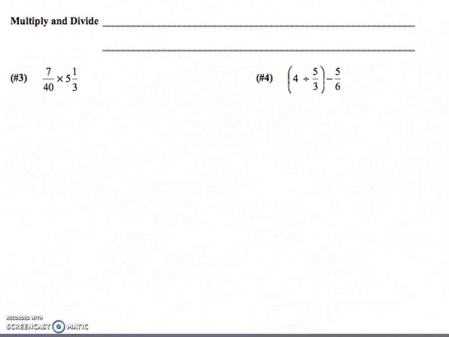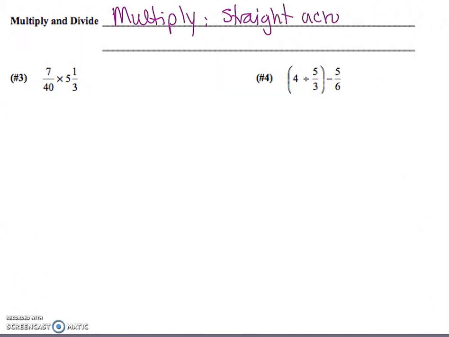Finally, we've got multiplication and division, which are actually easier than addition and subtraction. Now remember, when you multiply, you are just going straight across the top and straight across the bottom. A lot of people get confused about cross multiplying versus straight across multiplying. So you're going to multiply numerator by numerator and denominator by denominator. But we do have to change something here first.